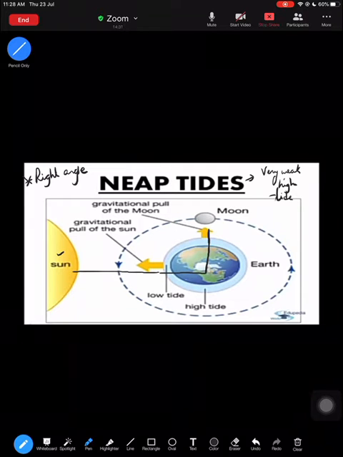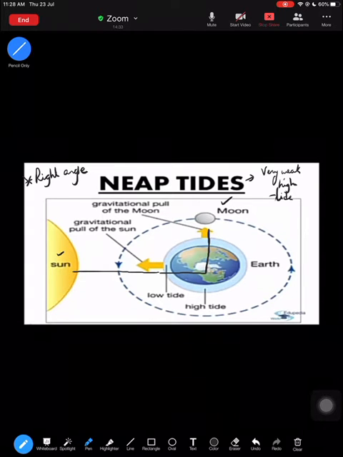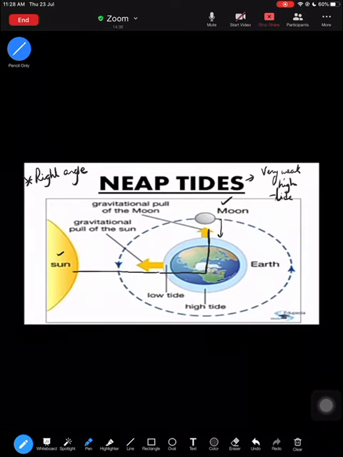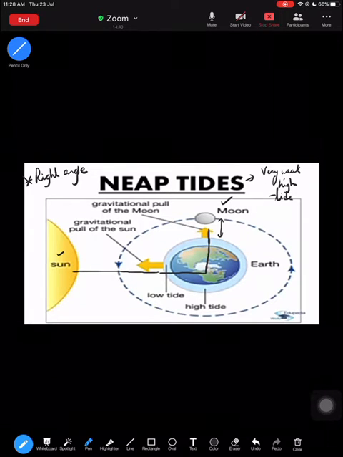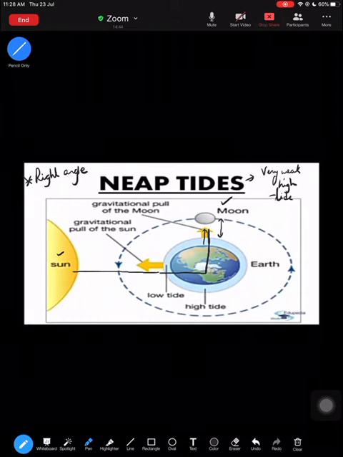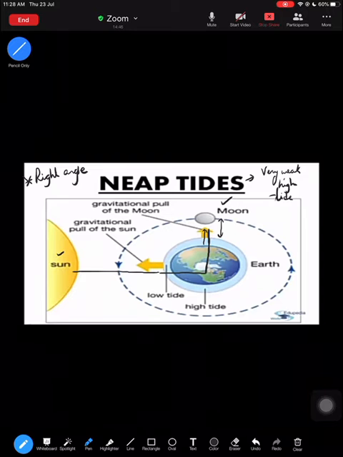So why is it not powerful? Because the moon will have a great gravitational pull. Definitely the moon is closer to the earth. That is why the moon will again pull, so the water bulges out here. There's high tide here. Okay, but the sun, since it's far from the earth, cannot pull the water so much.